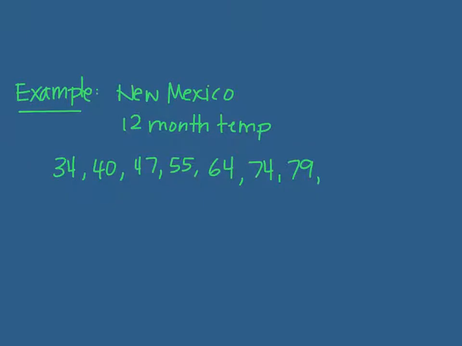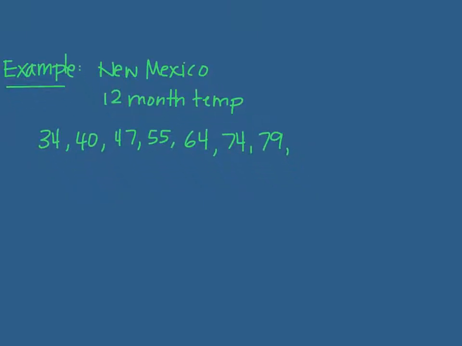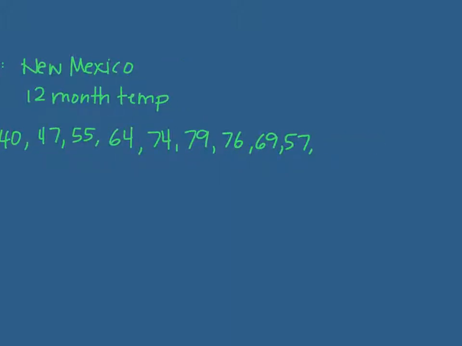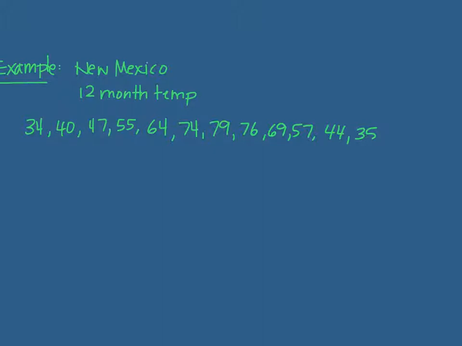What do you expect the numbers to eventually do? Why? Because that's how we are on a tilting planet, and so yes, then we go back down: 76, 69, 57, 44, 35. What's the range? 34 to 79. Okay, 34 to 79. All right, what's the gap? The gap is 45. Between 34 and 79, there's a 45-degree gap.